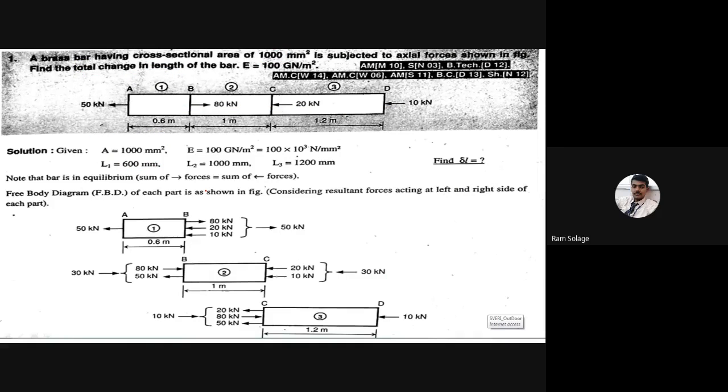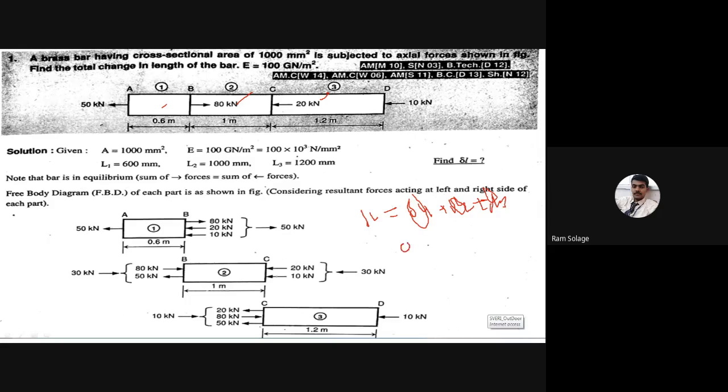Now, how to solve the problem? What is the basic formula? Delta L. Now we will move in reverse. They are asking: calculate the change in length. Delta L is equal to delta L1 plus delta L2 plus delta L3. What are delta L1, delta L2, and delta L3? This is the change in length for the AB section, this is the change in length for the BC section, and this is the change in length for the CD section.